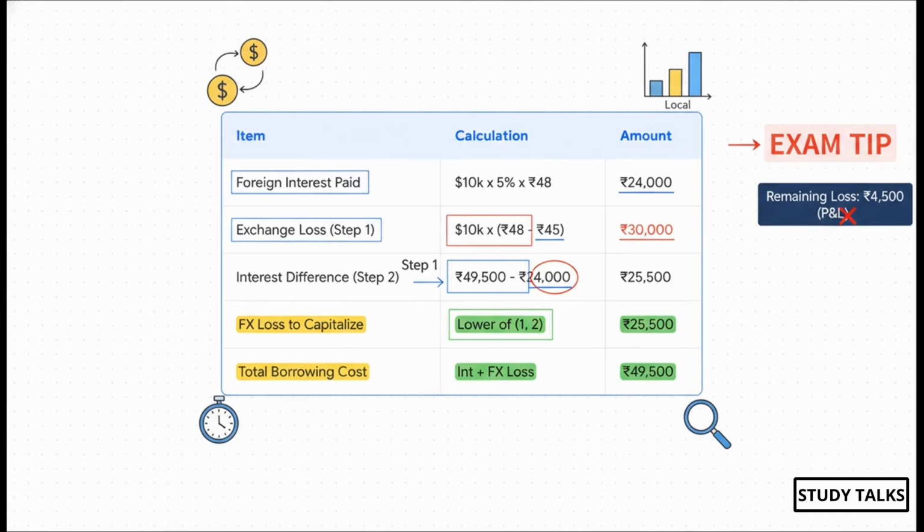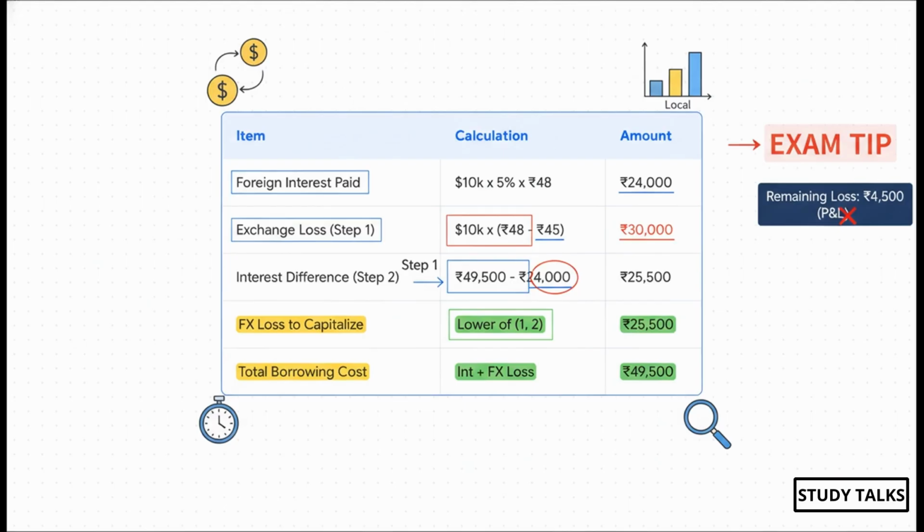Let's make this real with the XYZ LTD example on the screen. Let's walk through it. Their foreign interest in rupees is 24,000. Now the actual exchange loss on the principal is 30,000. That's our Step 1 result. For Step 2, a similar local loan would have cost 49,500 in interest. The difference between the local interest and the foreign interest is 25,500.